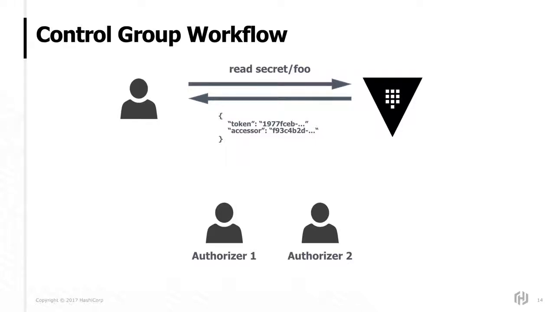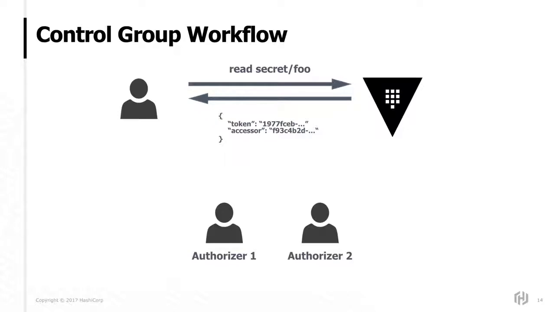So the control group workflow ends up looking something like this. A user will try to read secret foo, but Vault will recognize that a control group policy has been set on that secret. So instead of returning the actual secret data back to the user, Vault will return a response wrapping token. And within Vault, a response wrapping token is simply a token that can be used at a later date to retrieve some set of data. So it kind of wraps the data with this token. And it's a single-use, one-time only token.